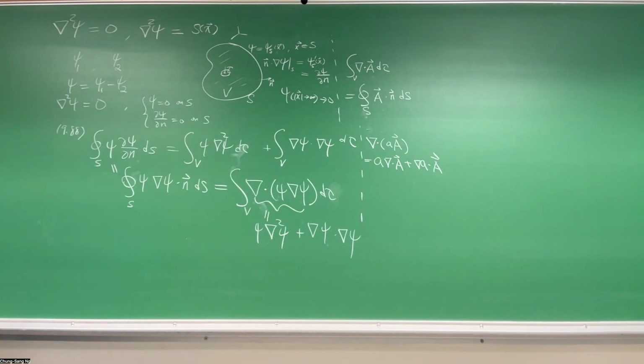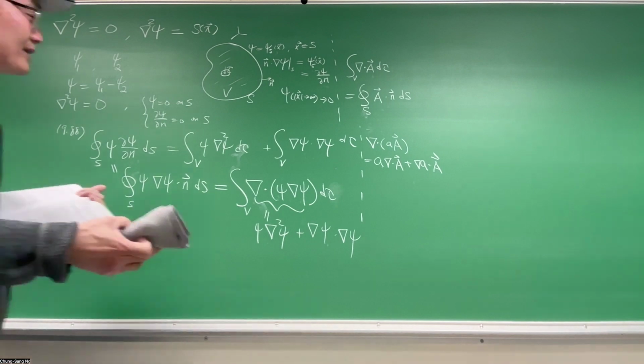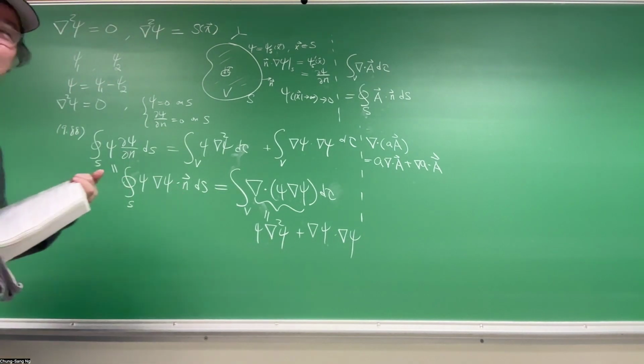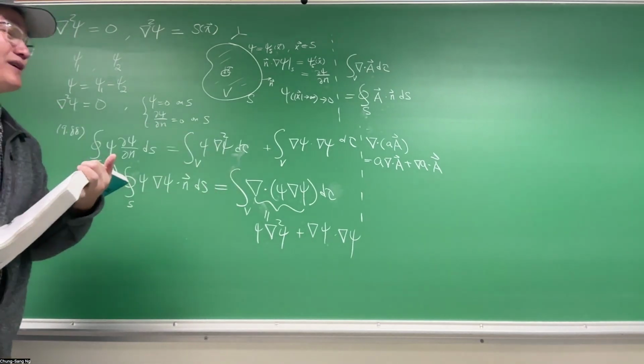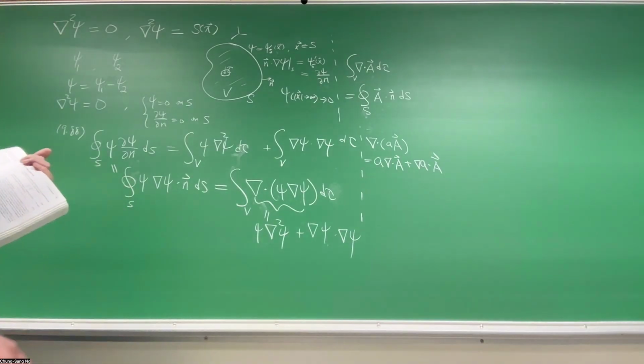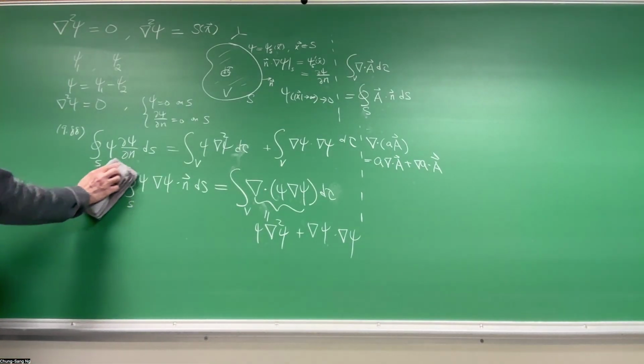Is that okay? That's just in case you forget and you need Green's theorem. If you forgot Green's theorem, you can start with this more basic thing that you remember. Okay, so that's the Green identity.